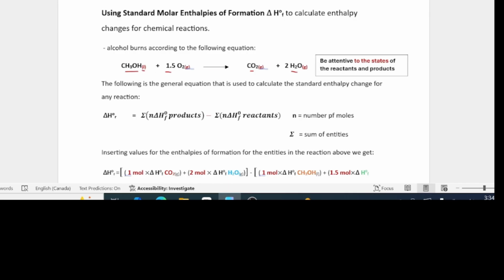If I place a G here instead of a liquid and I looked up its molar enthalpy of formation, I'll have to check what it is for gas instead of liquid. And that value will be different from what it is for the liquid. Therefore, whenever you're doing these calculations, make sure that the states of these are properly represented and also accurately obtained from the book of data. You cannot go and take the standard enthalpy of formation for solid carbon dioxide and insert it in this equation, for example.